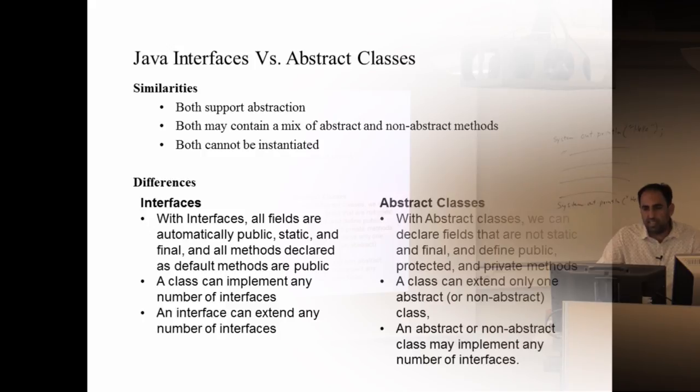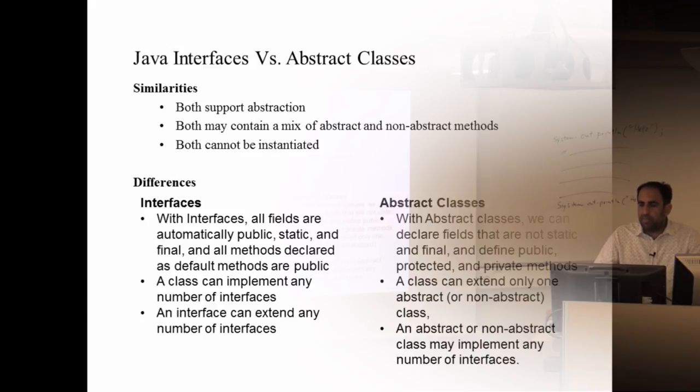But these are the similarities, and there are some differences between the two as well. Some of the fundamental differences are that in the interface, all fields, the attributes that you define, are by default public, with public access, and they are static and final. Final means that you cannot change the value of these variables once the values have been defined.